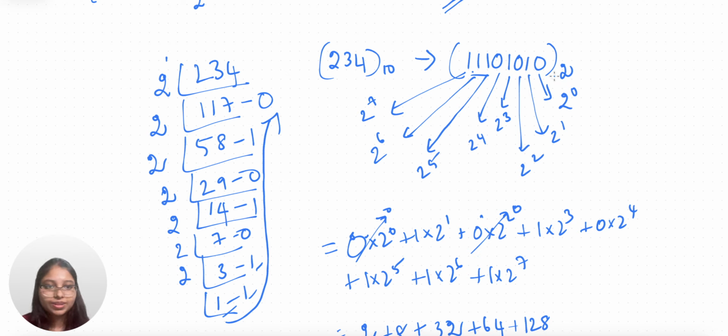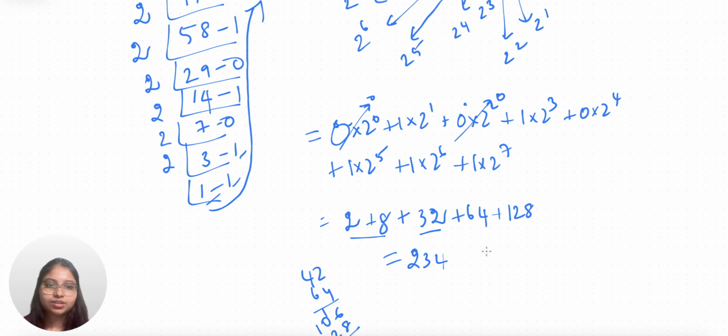So given a binary number, if they ask you to convert it to a decimal, all you have to do is, starting from right to left, multiply it with powers of 2, starting from 2 power 0. The rightmost number should be multiplied with 2 power 0, and then you start incrementing the power. So this with 2 power 0, the next one with 2 power 1, the next one with 2 power 2, and so on. Multiply, and if you add all of them, you should get the same answer, 234. Got it? So this is how, given a binary number, you convert it into a decimal. Alright? Thank you.